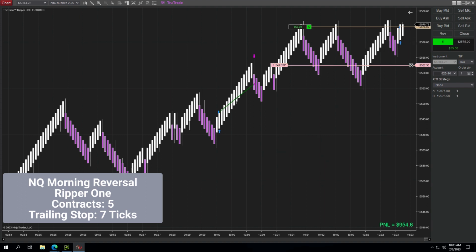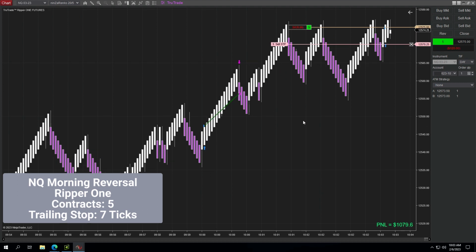Order filled. You notice there's no buttons here. It's just enabled. All right, let's see if we can get a runner. If not, we have our trailing stop moving up. Trailing stop is set to 7 ticks.